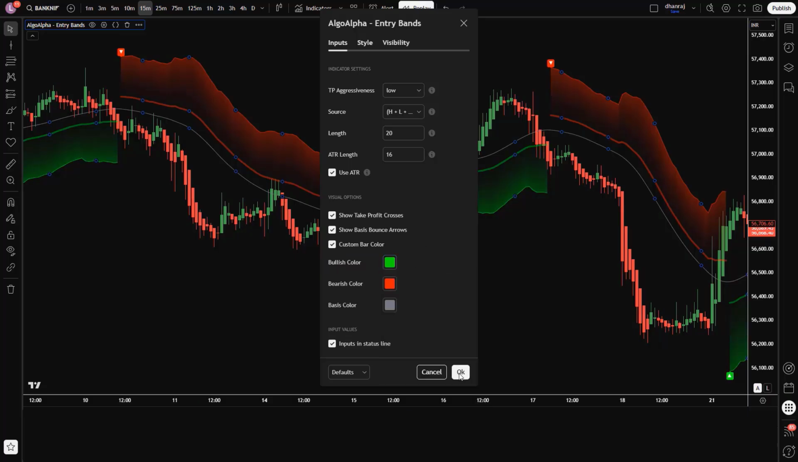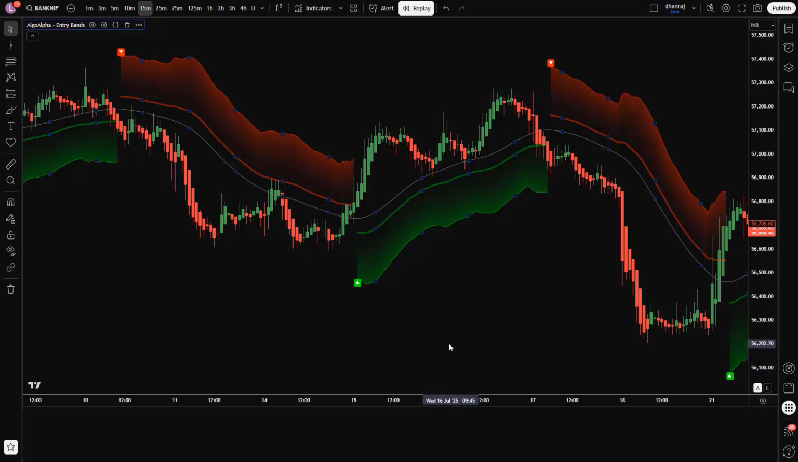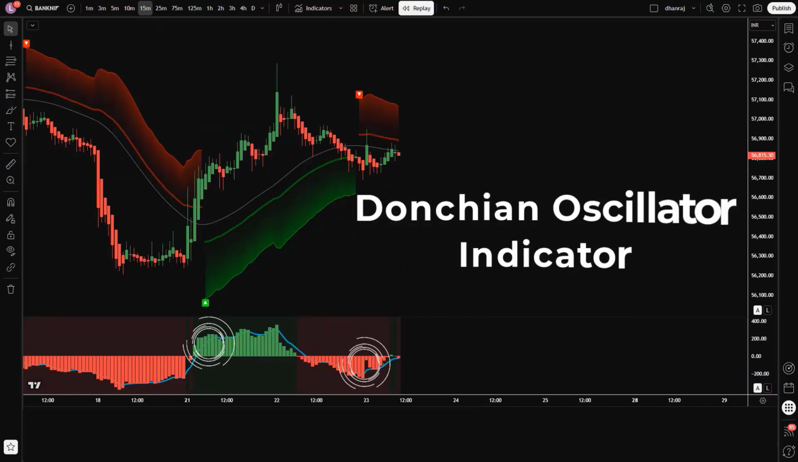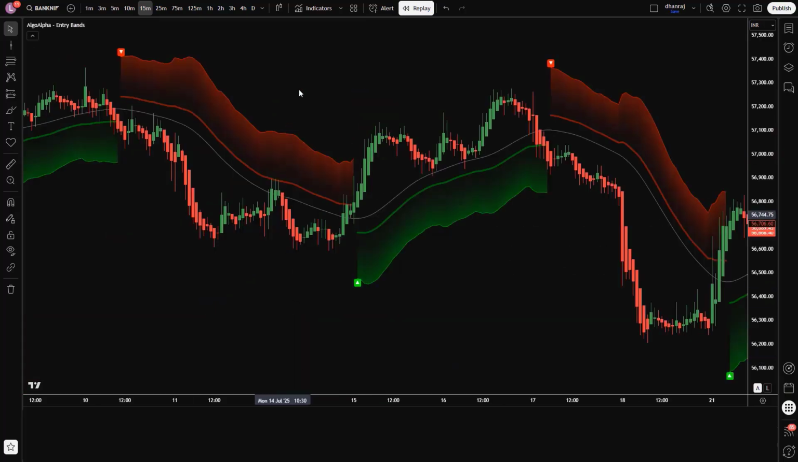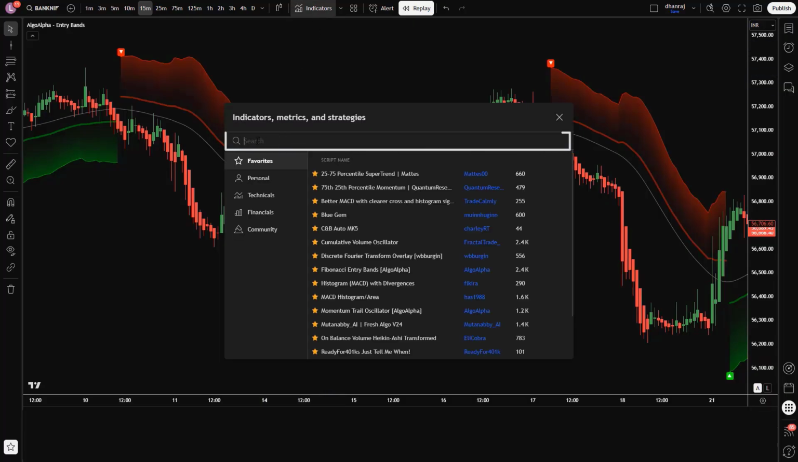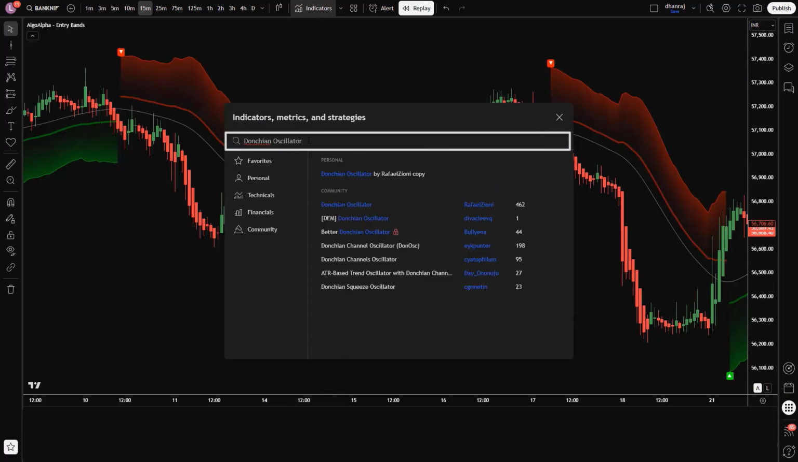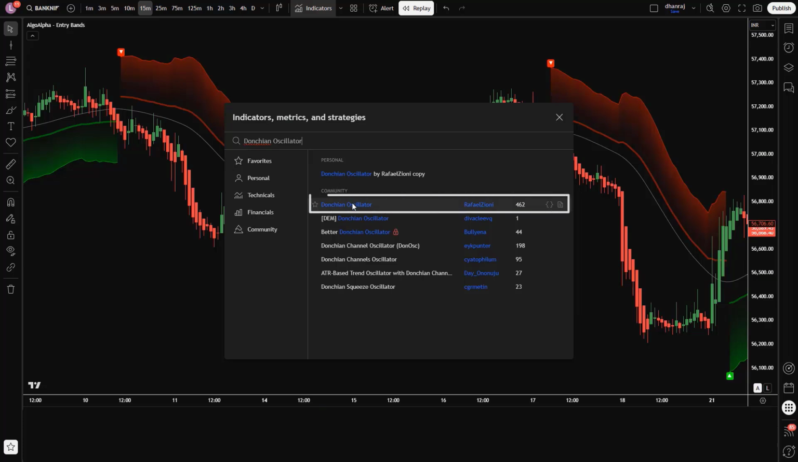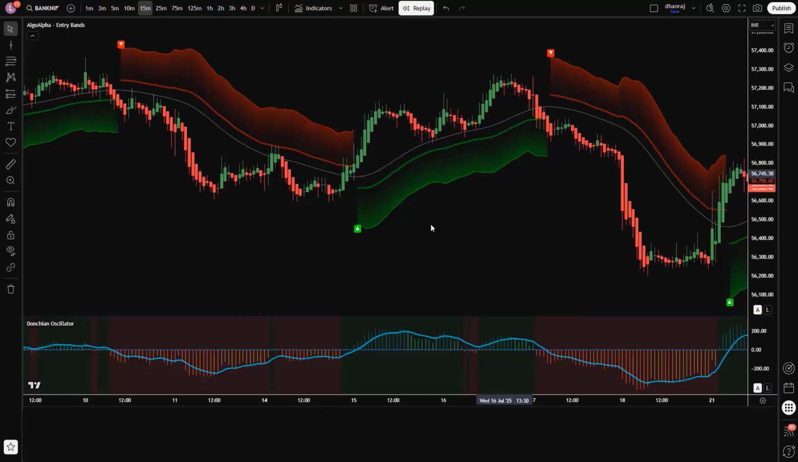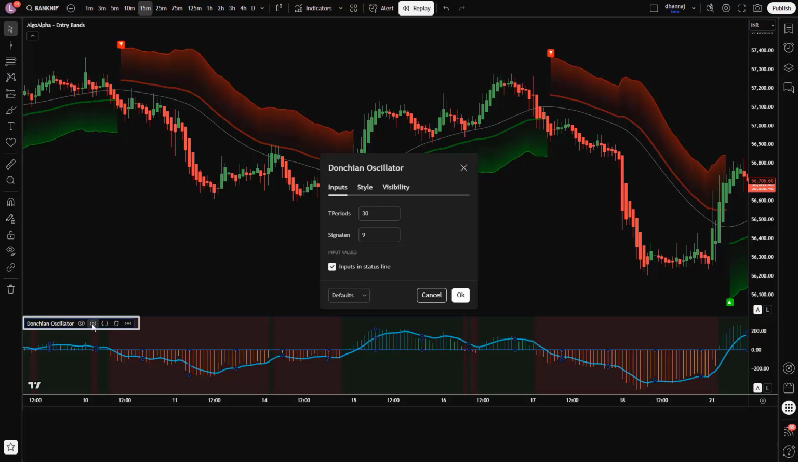After this, we will understand the next trading setup on the chart. The green and red color columns we see in the chart is called the Donchian oscillator indicator. Let us now understand trading setup. We will search Donchian oscillator in the search box of Tradingview. After that, we have to click on Donchian oscillator option, in which we have to change some setting.